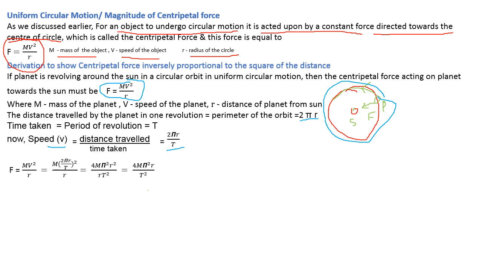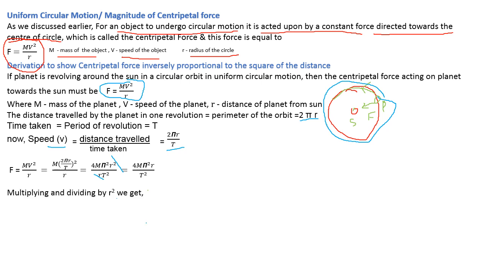So it becomes 4m pi square r upon T square. Here it was r square, now it becomes r. So from the numerator r square and the denominator r get cancelled. Understood? One r will remain, so it becomes 4m pi square r upon T square. Are you all with me up to this? Understood? If you are not understanding, just listen to the video once again.